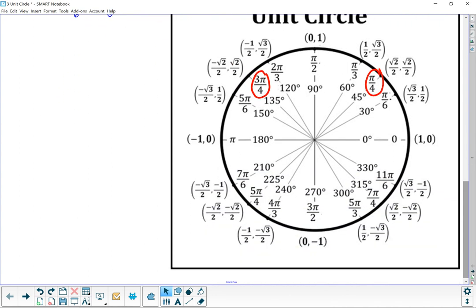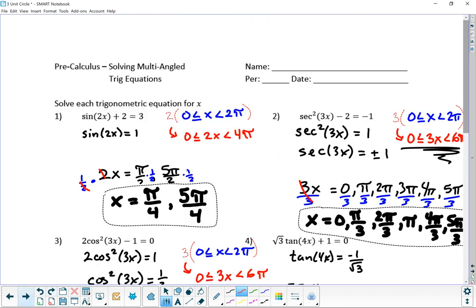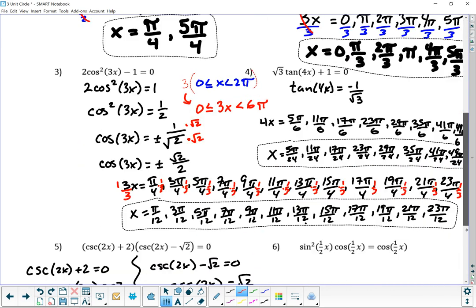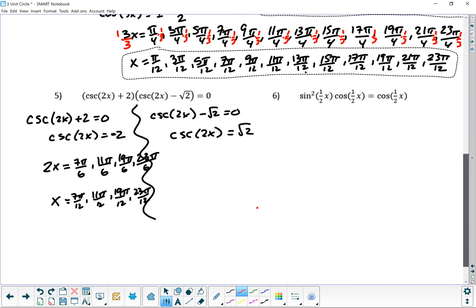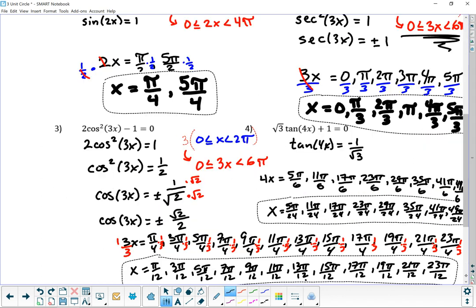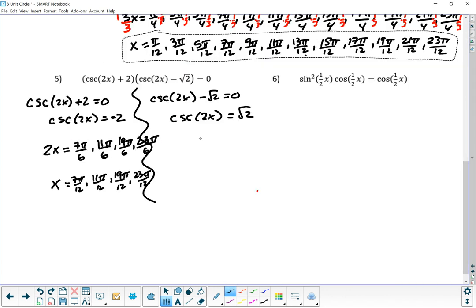Okay, these other two down here at the bottom, they will work, but they'll be negative, and that's not what I want. I want the positives. So these two are not going to work for me. I want it to be positive. So only pi over 4 and 3 pi over 4. So 2x equals pi over 4 and 3 pi over 4.